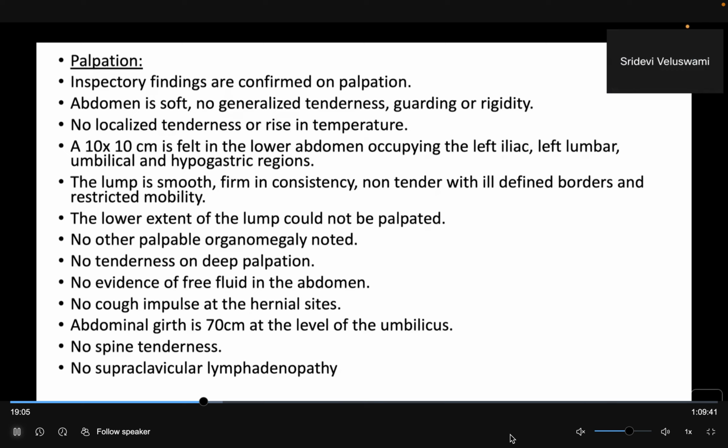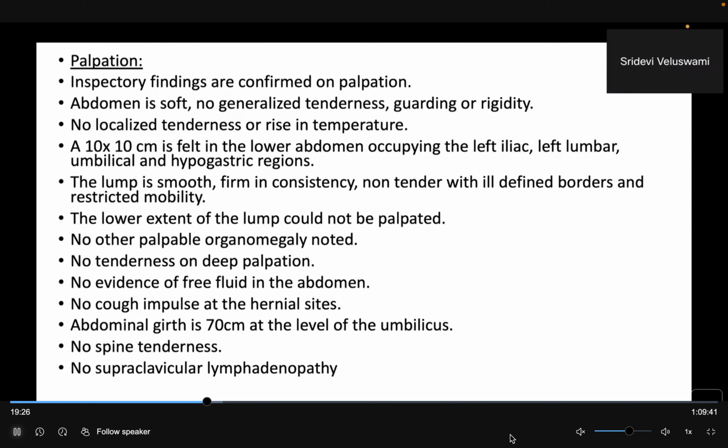Okay. Yes, ma'am. Yeah, the consistency is firm. You said, is it cystic or a solid mass? It's a solid mass. It's solid, but it is smooth. Okay. Smooth. Yes, ma'am. You said smooth but solid. Okay, fine. What is the mobility of the mass? It's a restricted mobility, ma'am. Restricted meaning what? It's fixed, is it?